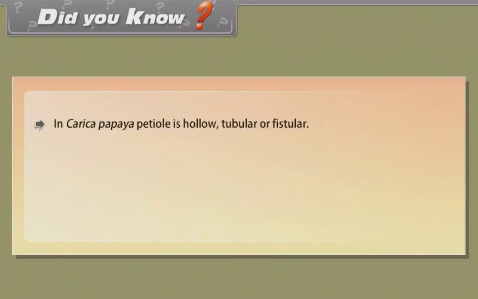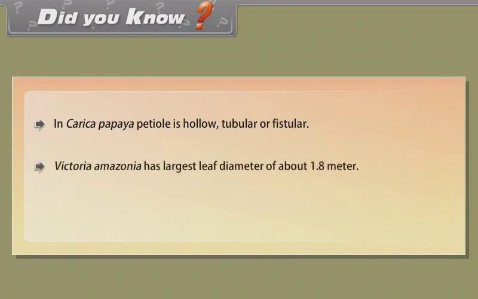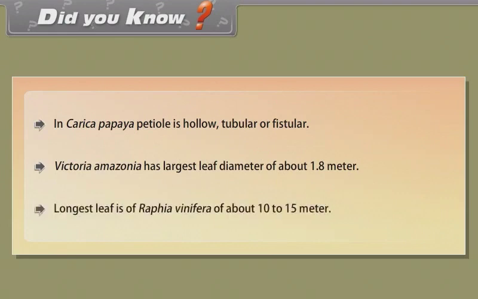Did you know? In Carica papaya, petiole is hollow, tubular, or fistula. Victoria amazonica has the largest leaf, with a diameter of about 1.8 meters. The longest leaf is of Raphia vinifera, about 10 to 15 meters.